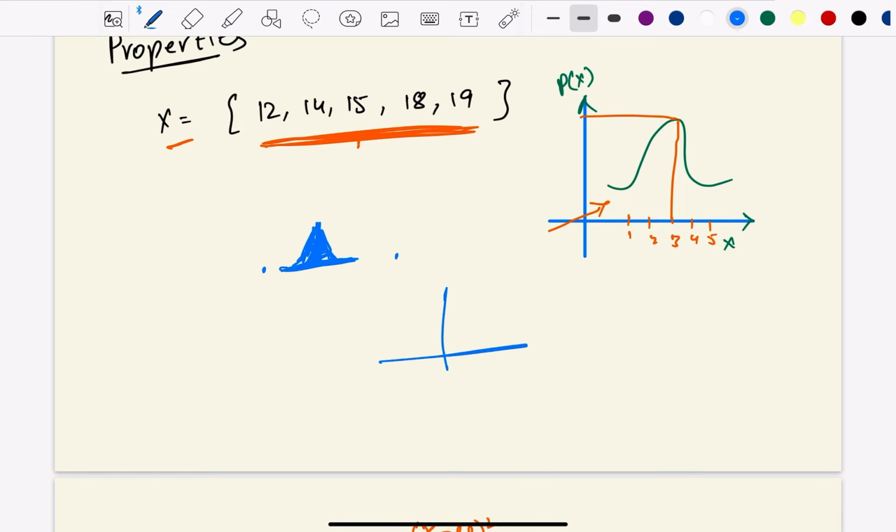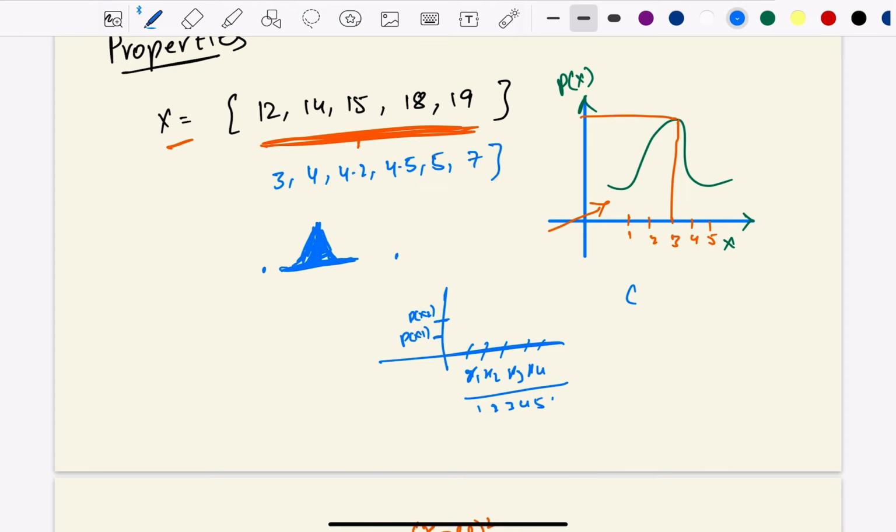Whenever you plot all the points in your data, x1, x2, x3, x4, and so on, along with their corresponding probabilities, p of x1 and p of x2. For instance, let's take a different example. Let's say this is your data: 3, 4, 4.2, 4.5, 5, and 7. So most of the points are lying here. Between 4 and 5 there are 3 points, and the rest are like this. So the probability of finding them between 4 and 5 is high.